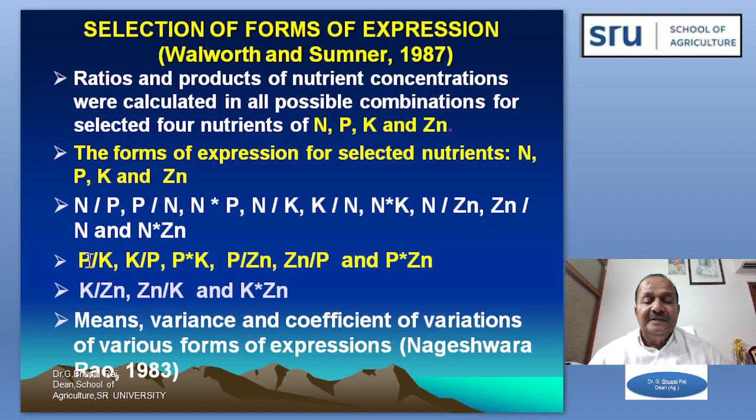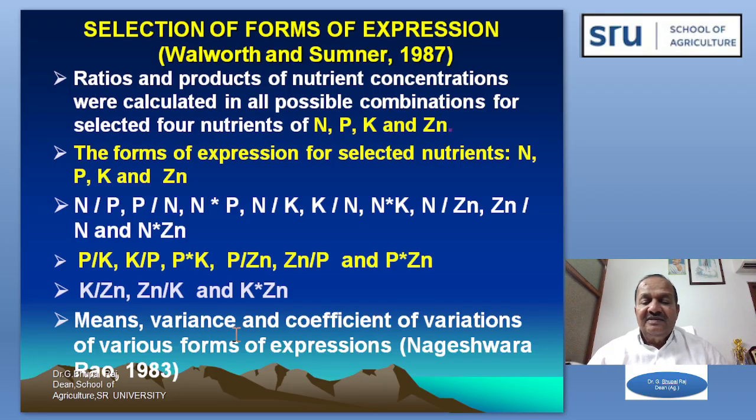Now the next element is phosphorus. Phosphorus in relation to potash, again we calculate: P by K, the reverse K by P, and the multiplication product P and K. Similarly for P and zinc: P by zinc, zinc by P, and P into zinc. Then coming to K: K by zinc, zinc by K, and K into zinc. So these are all the possible combinations of nutrient ratios derived from these 4 selected nutrients under testing.